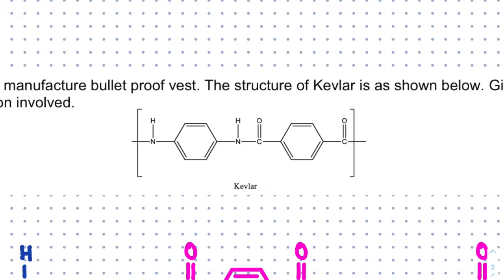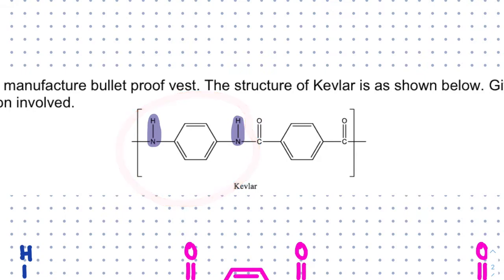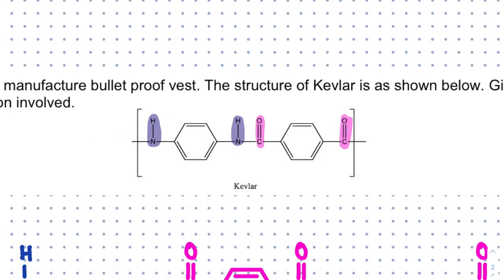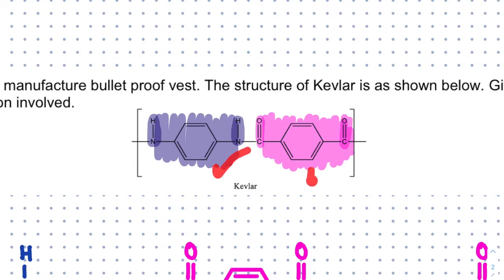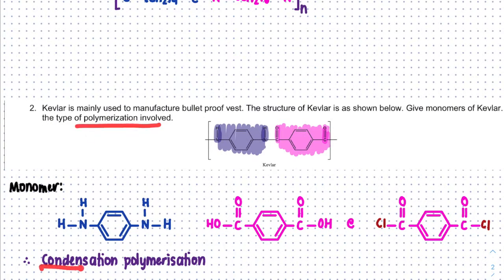So first one, we see we have our NH here. From our left hand side here we have our amino. Okay, but from our right hand side here, we see we have our C double bond O. So from here, this one is our monomer. Okay, and then for this one, it is here. Okay. So, as we can see, we have 2 different functional groups. So, when there are 2 different functional groups, the type of polymerization involved is condensation polymerization. Okay, so that's the first question.